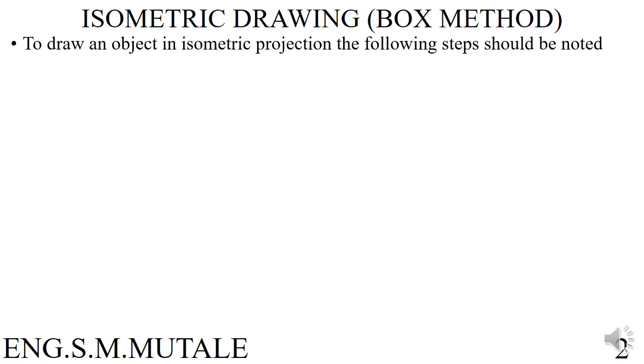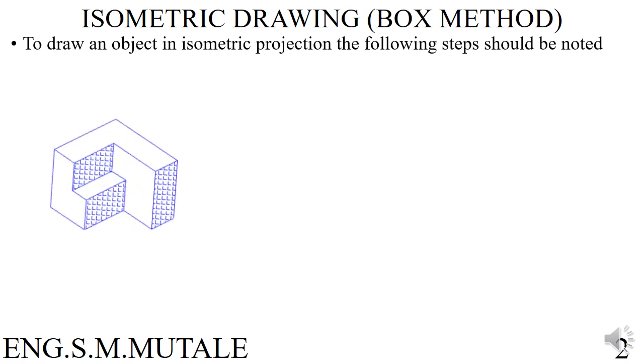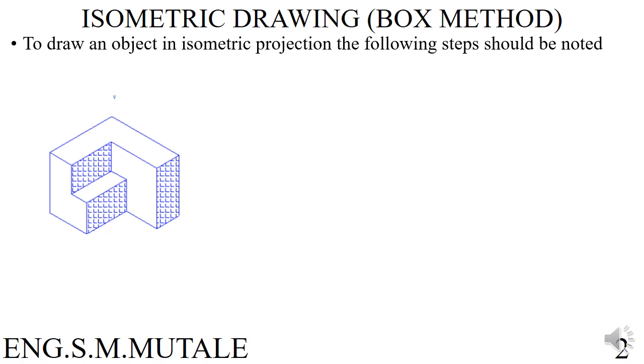There are a lot of ways in which we can draw isometric drawings, but for this video our presentation is on the box method. To draw an object in isometric projection, you need to take the following steps. You might be given this object, an orthographic projection, which has the plan elevation, the end elevation, as well as the front elevation, like that.